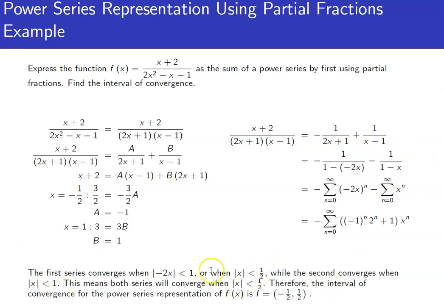So if we look at when both of them converge, well, this is a smaller interval, so that's the one we'll use. The absolute value of x is less than 1/2. It's the intersection of those two intervals. It's just that the one interval is inside the other. So our interval of convergence then will be the interval from negative 1/2 to 1/2, and the open interval in that case.